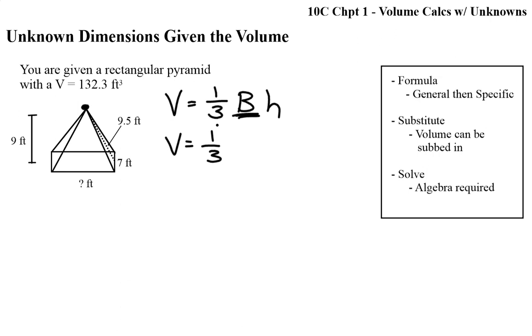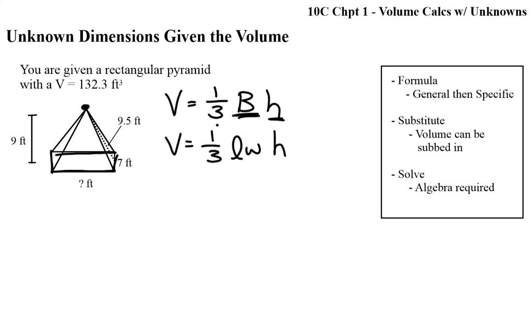What kind of base do we have? What's across from our apex? Well, it's a rectangle. So LW and then times the height. What's a little tricky? Look at that sketch. What's tricky there? What's something you might get caught by?